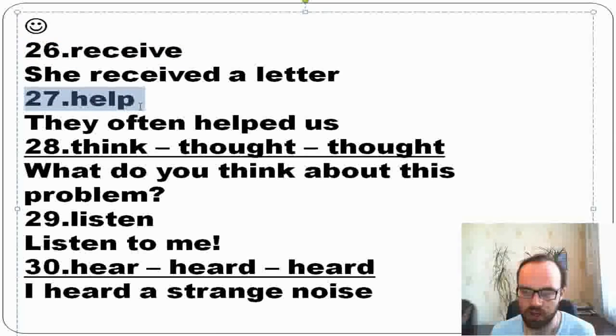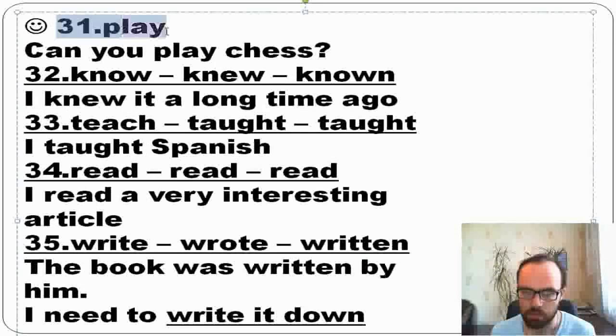Help. They often helped us. Think, thought, thought. What do you think about this problem? Listen. Listen to me. Hear, heard, heard. I heard a strange noise. Play. Can you play chess? Know, knew, known. I knew it a long time ago. Teach, taught, taught. I taught Spanish. Read, read, read. I read a very interesting article. Write, wrote, written. The book was written by him. I need to write it down.